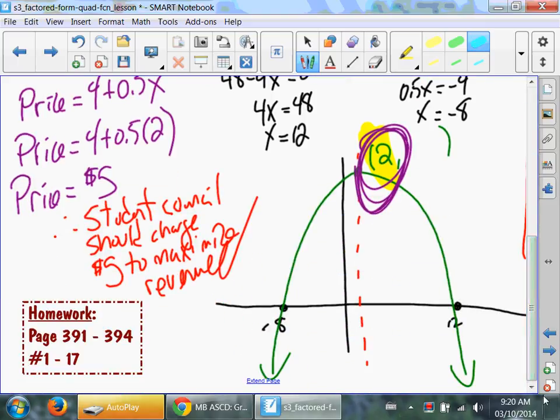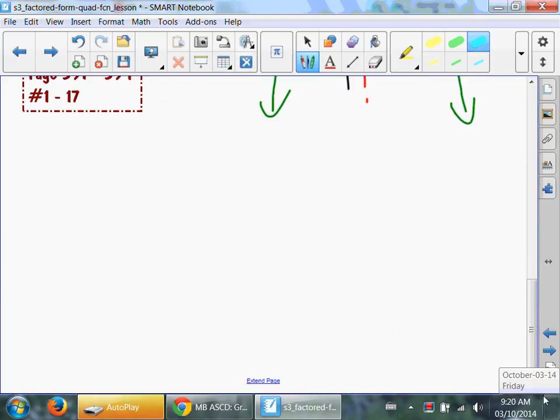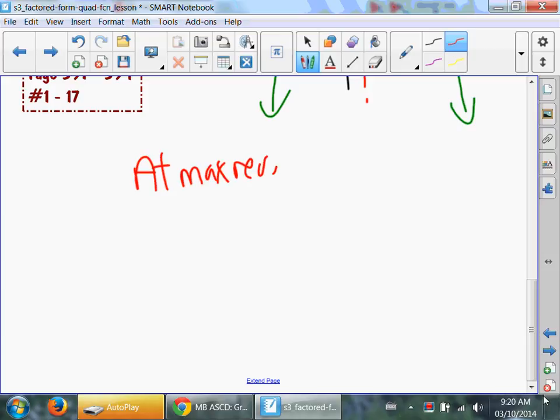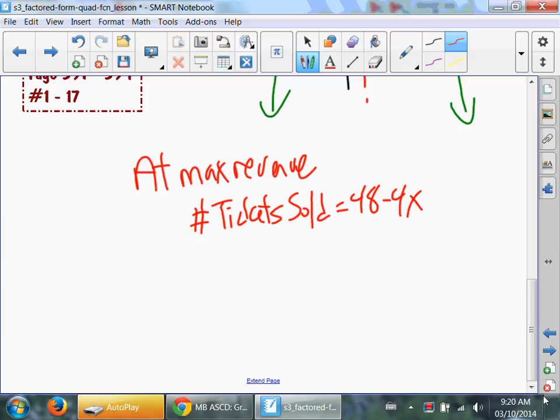Well, I'm just going to make some extra room here. At max revenue, the number of tickets sold would be 48 minus 4 times x, and in this case x is 2. So in other words, at that exact point, the number of tickets sold is 40. So if we wanted to know how many tickets would be sold when we maximize revenue, the answer would be 40. But now, what is the max revenue?